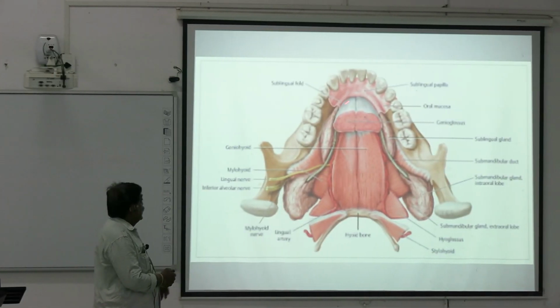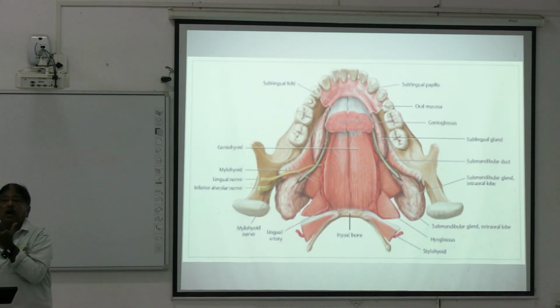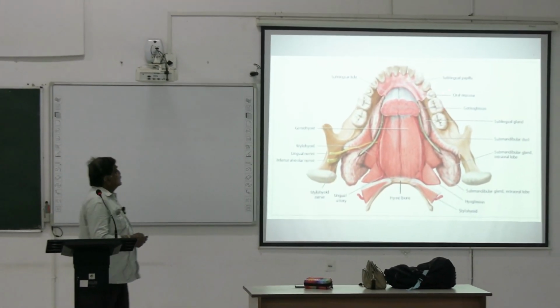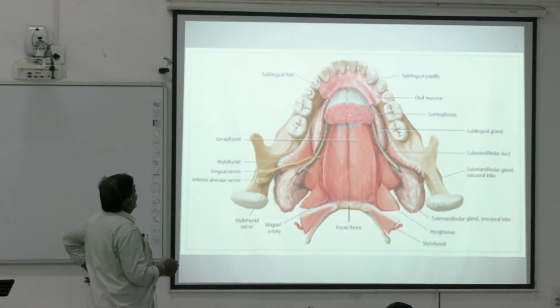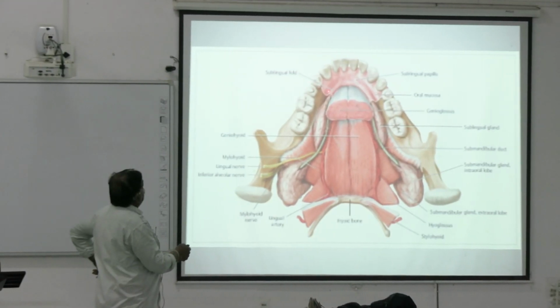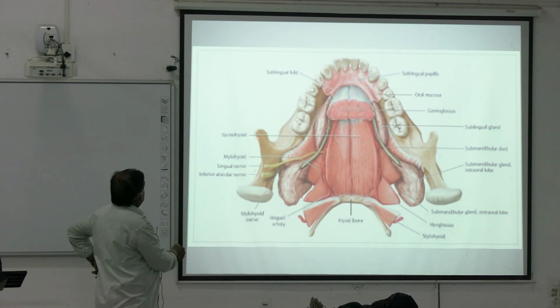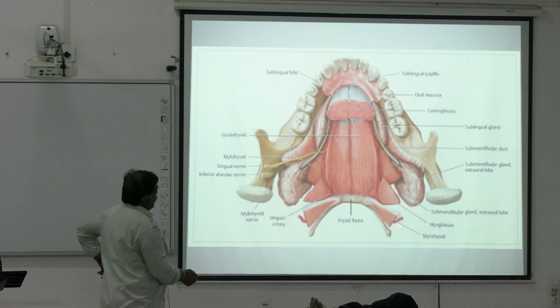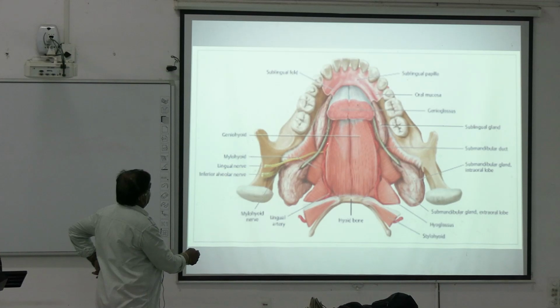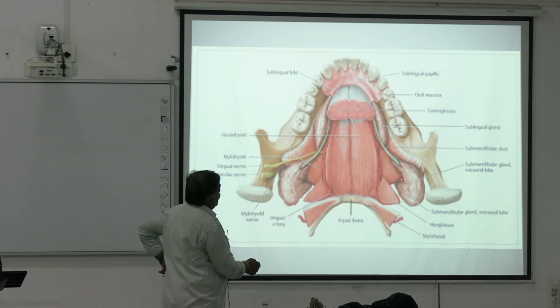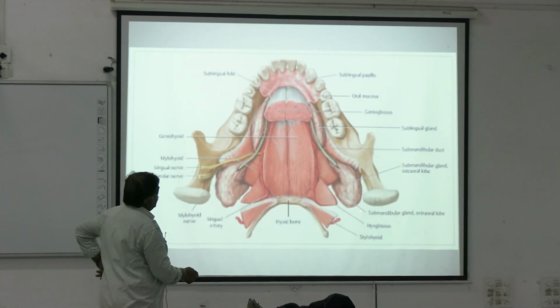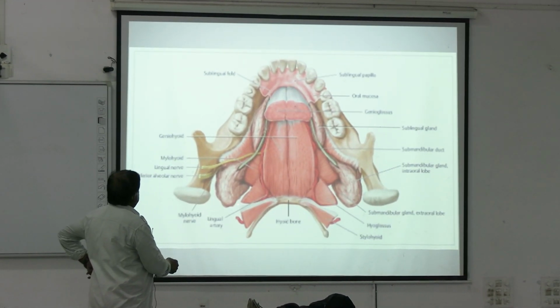Now, see, the jaw is open, and you can see the genioglossus muscle. This is the sublingual fold. This is the papilla opening, sublingual papilla. This is the oral mucosa. These are the teeth. This is the mylohyoid muscle. This is the hyoid bone, and stylohyoid, and lingual artery is here. And see the submandibular gland. This is the submandibular gland. Next. Thank you.